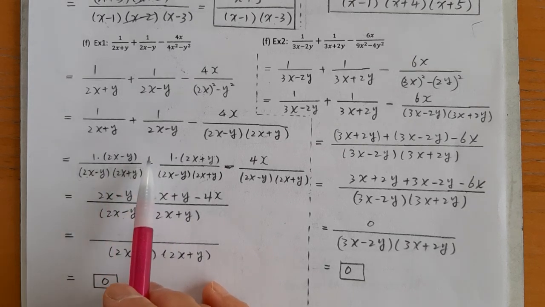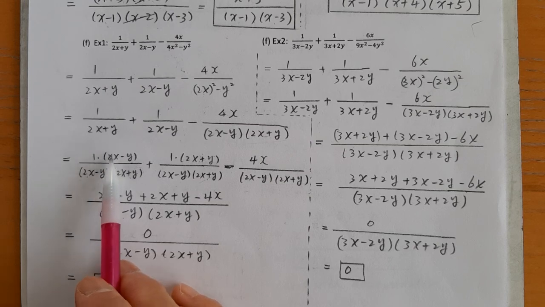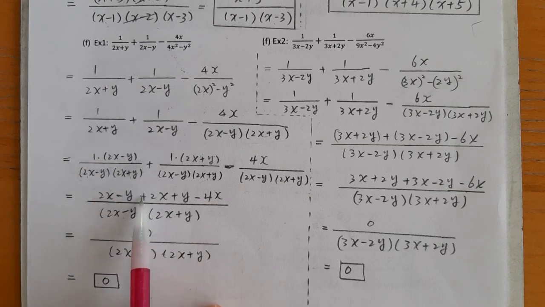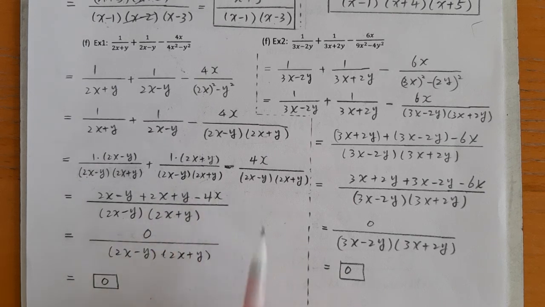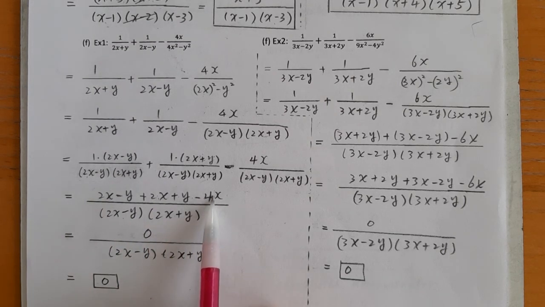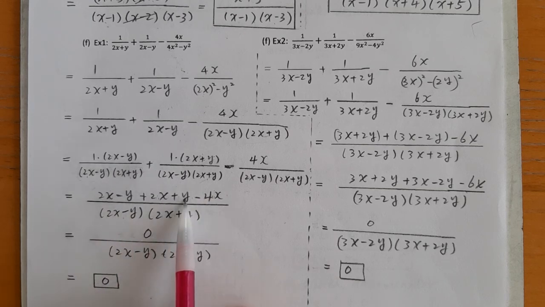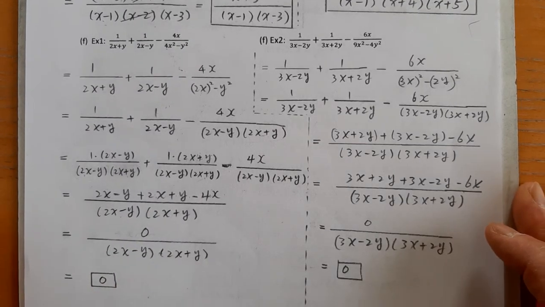For the numerator, you do the addition and subtraction. So 1 times 2x minus y is 2x minus y, plus 1 times 2x plus y is 2x plus y, minus 4x. Then combine like terms. The x terms: 2x plus 2x is 4x, minus 4x is 0. Negative y plus y is 0. So the numerator is 0, and 0 divided by anything is 0. So the answer is 0.